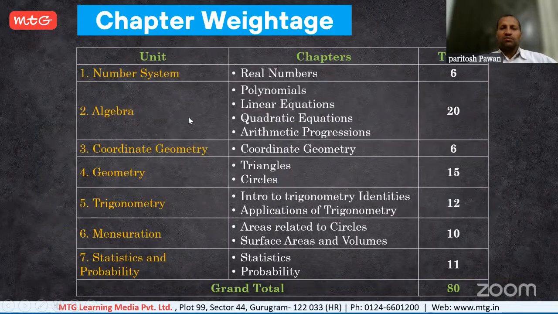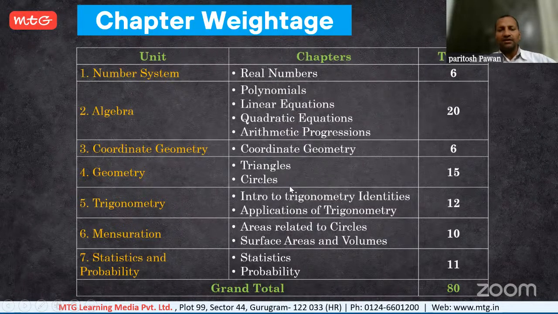So first one is your number system. In that, you have real numbers, which will have 6 marks. Algebra, these three things: polynomials, linear equations, quadratic equations, and arithmetic progression, will carry 20 marks. Coordinate geometry, again 6 marks.